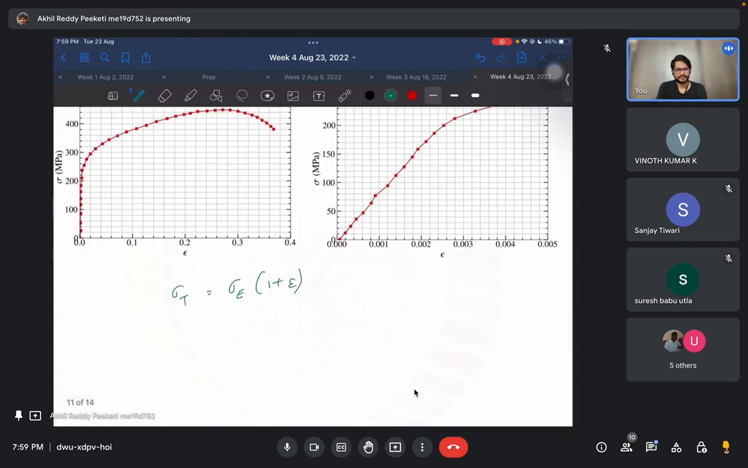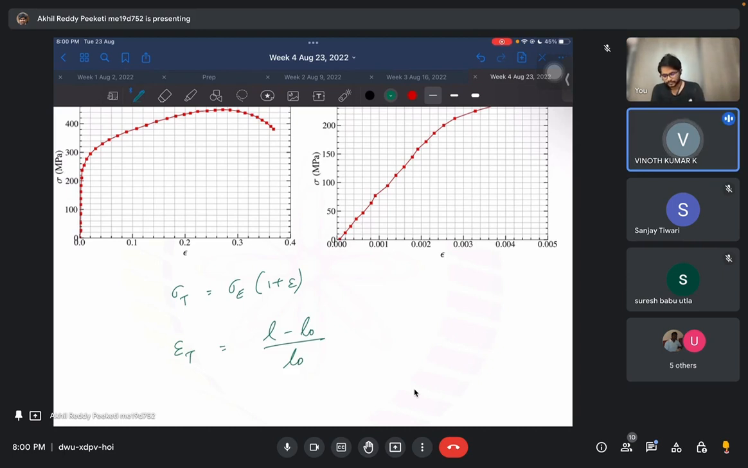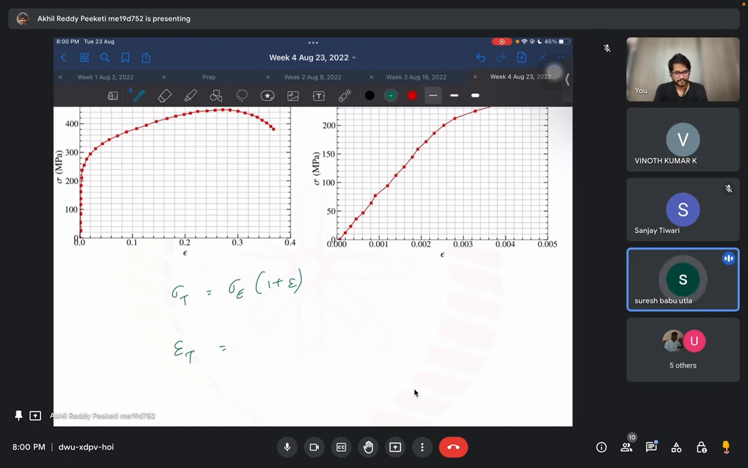And how do you get the true strain? Can anyone tell me how we will get the true strain? We have true stress like this. What is true strain? Yes, but that is actually called the engineering strain.